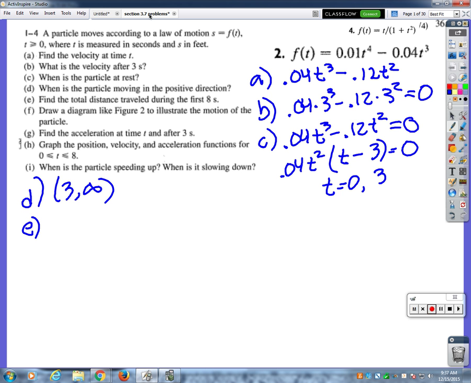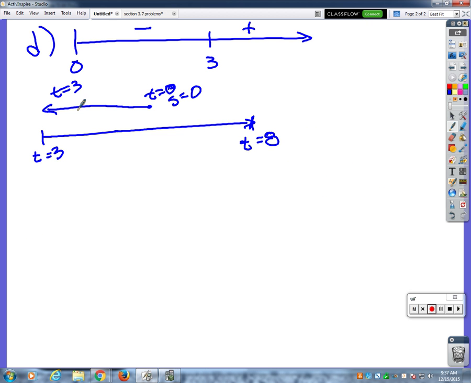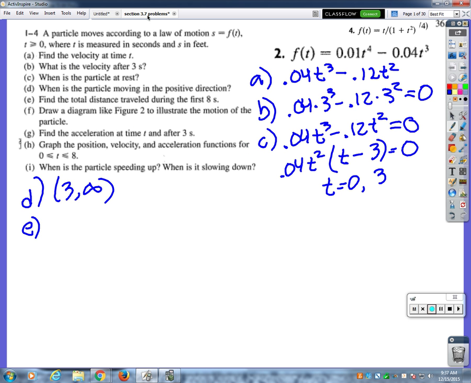Negative 0.27. Okay, can anyone confirm? You got it? You got negative 0.27? Okay. And then for 20.4.